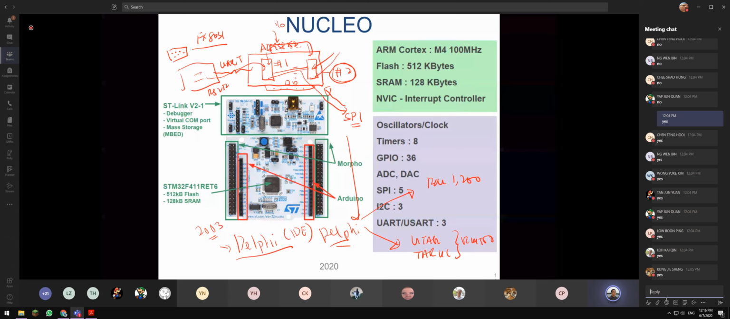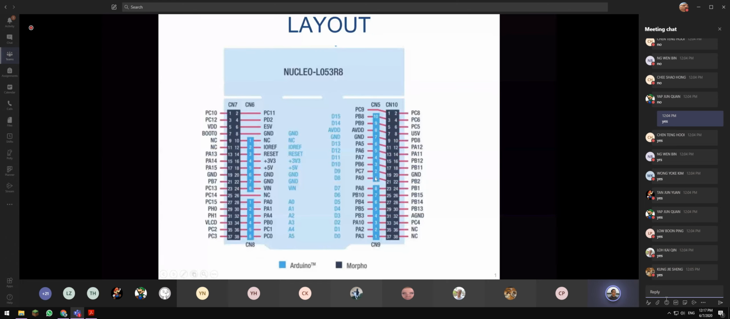Like for example, you can use ESP32. You can create your own development board as well if you understand the details about what is going on in this microcontroller. So this is our journey. I will teach you how to look into the microcontroller that leads you to design such a board. Okay, let's move on. This is a layout of a Nucleo board.